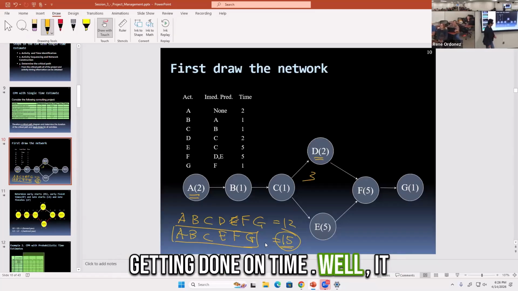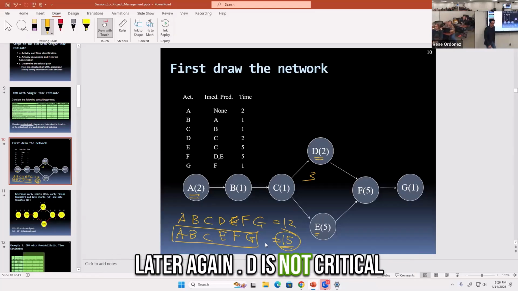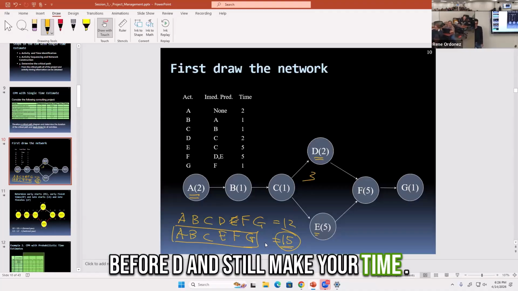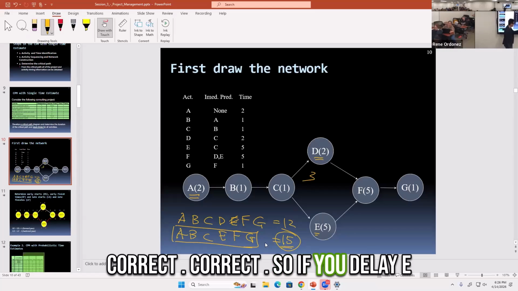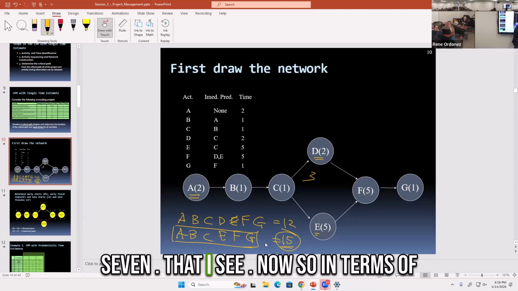Yeah, because you could start E before D and still make your time, that's why D is not critical. So if you delay E by one time unit, this becomes 6. Got it, I see.